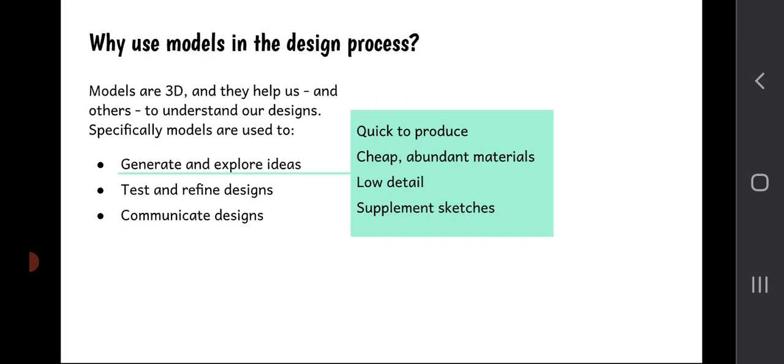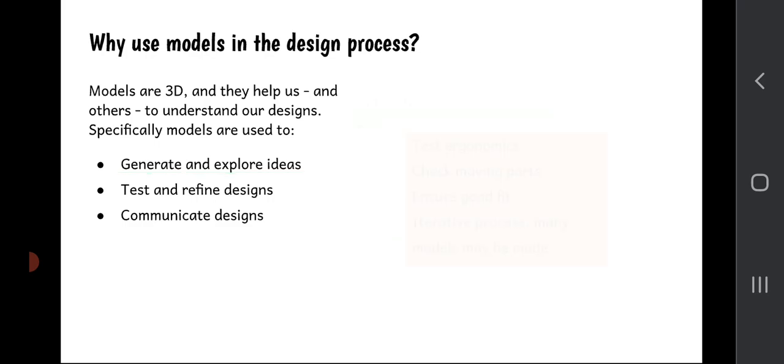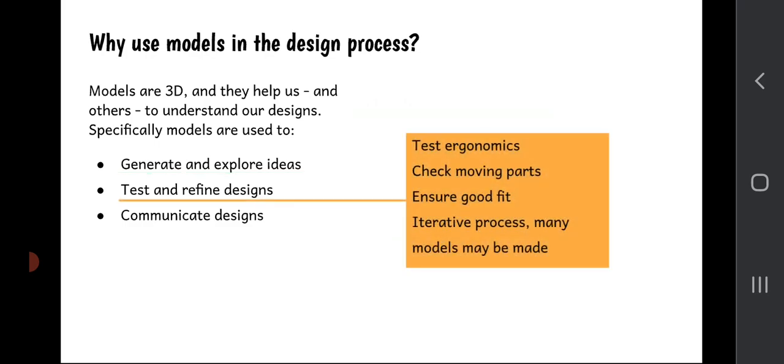We may also choose to use models to test and refine our designs. So our designs have gotten beyond the idea stage. They've got a little bit more detail on them, and we may use models to test their ergonomics or to check which parts fit against other parts, that everything's moving properly. And at this stage of the design process, it's conceivable and probable that we will make lots of models. We will be, as they say, iterative, which means we make something out of a model, we change it, we make another model, we change it, and we keep going. And slowly and surely we refine our design.